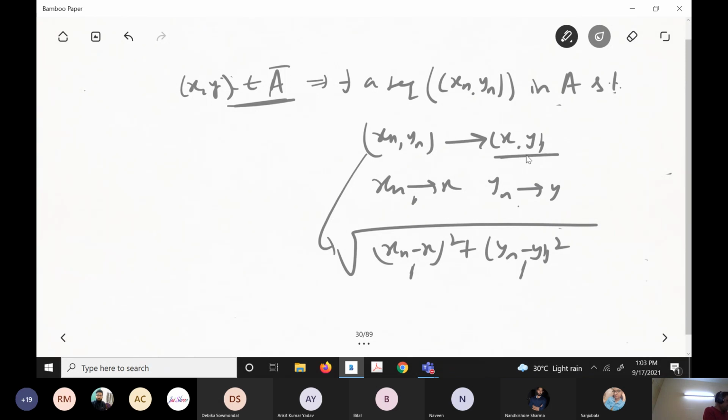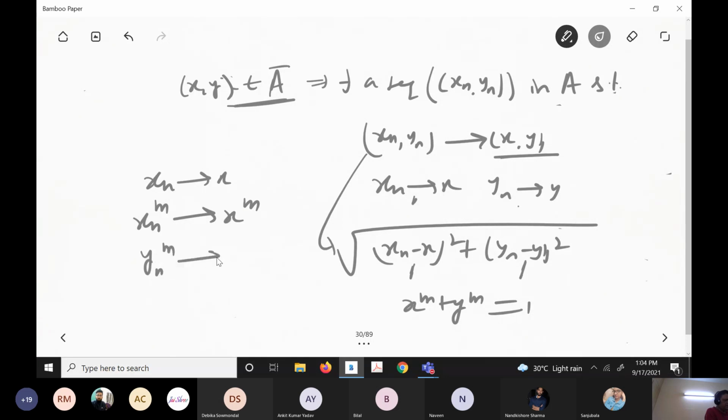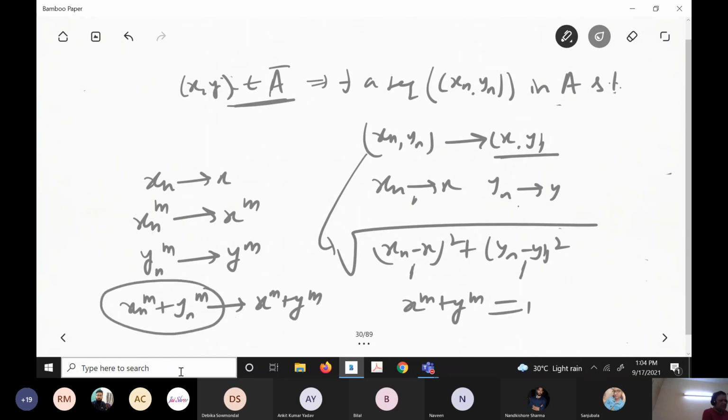Then you have to show that you have this by using this. Understood what I am saying? Okay, right? That is easy because Xn goes to X in the real numbers, so Xn to the power m goes to X to the power m. Similarly Yn, and you add them. But these are all in A, that means each of them is 1, right? So you are getting a constant sequence. Got it? That constant sequence will converge to 1, which means the limit has to be 1. Got it? This is the proof.